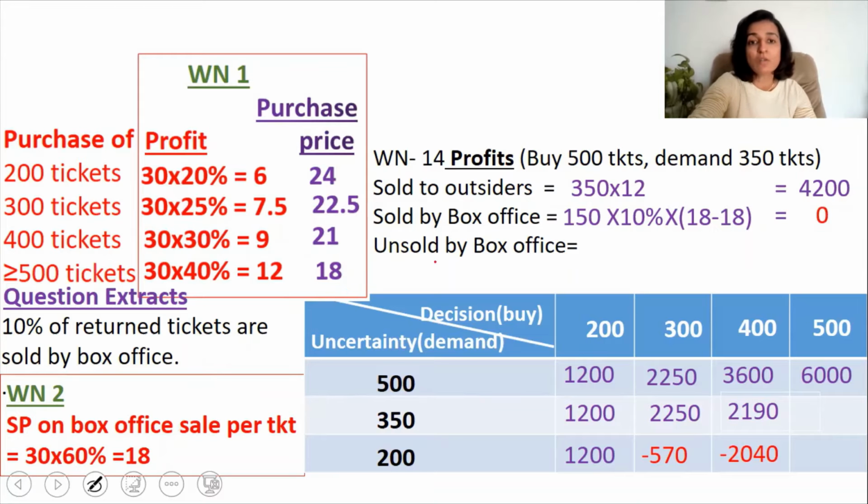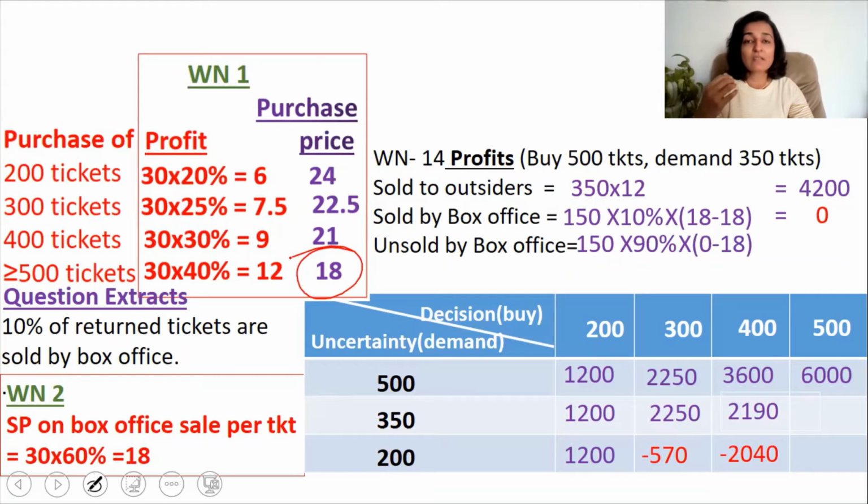Now coming to the unsold quantity by the box office. 150 quantity is the return tickets. They are able to sell only 10%, which means that 90% is unsold. So 150 into 90%. And what is the amount that he gets? $0. He doesn't get anything from the box office. So 0 minus 18. 18 is nothing but the purchase price. So that's the profit. So you get an amount of negative 2430. You add the 3 figures, the net amount is $1,770. So you make a note of it in the payoff table.